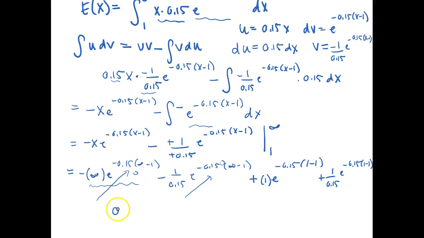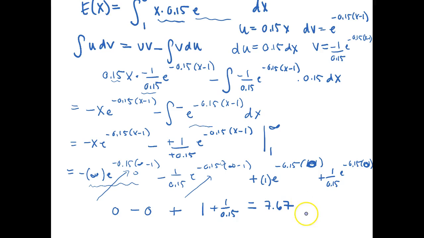So basically we have 0 minus 0, which is 0, plus then over here, this exponent will go to 0, and e to the 0 power is just 1. So this was 1 times 1, so 1 is what that expression is equal to. Same thing here, this exponent will also be equal to 0, and so e to the 0 is 1. 1 times 1 over 0.15 is what we get. And then this expression is equal to 7.67.